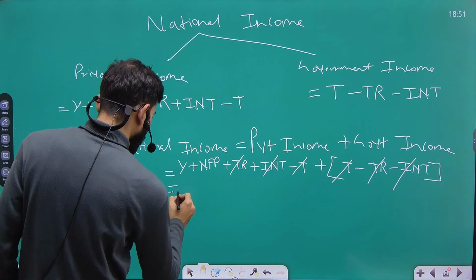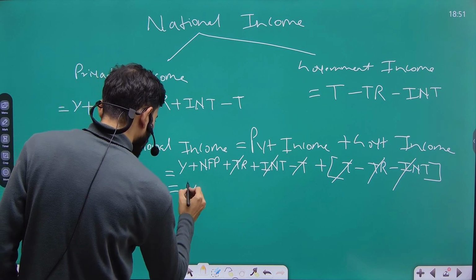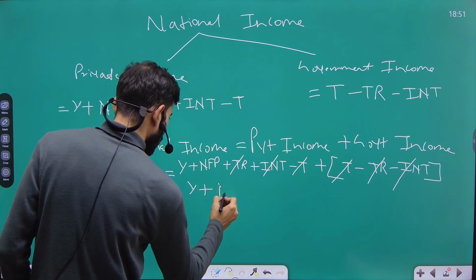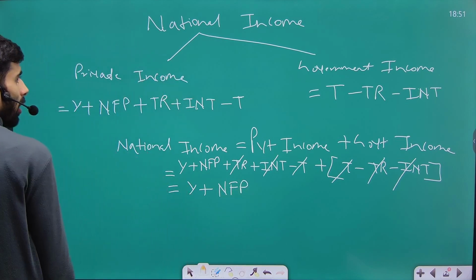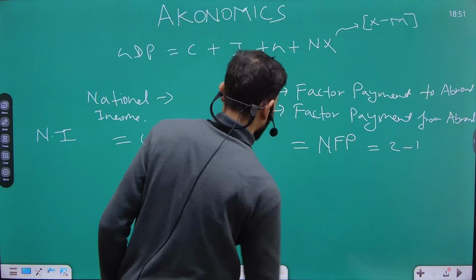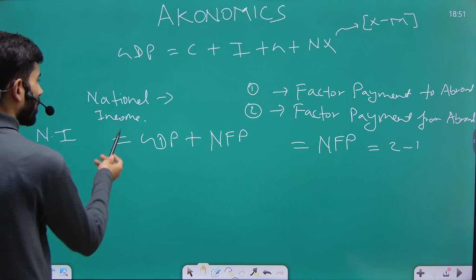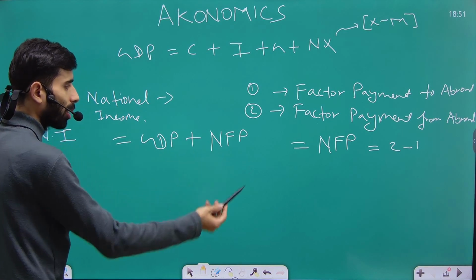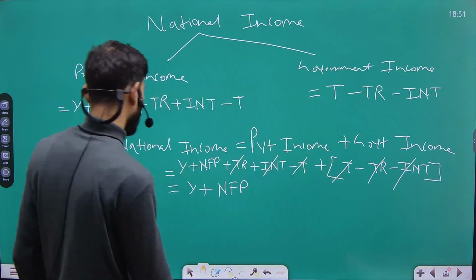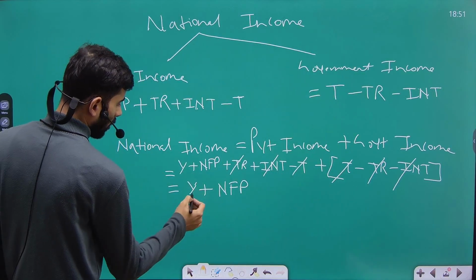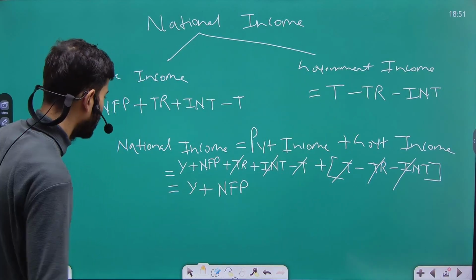which turns out that national income is equal to Y plus NFP, as we saw earlier, that our national income is equal to GDP plus net factor payment from abroad. Exactly the same, Y plus NFP.